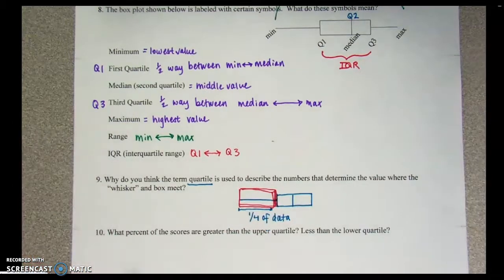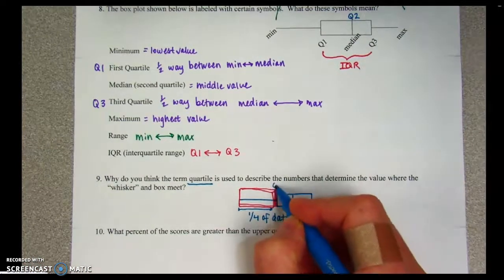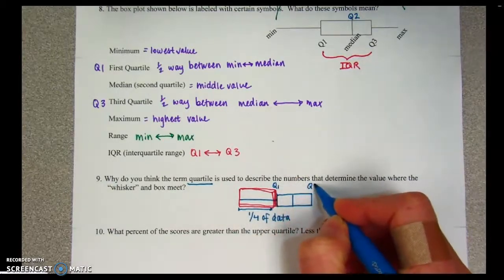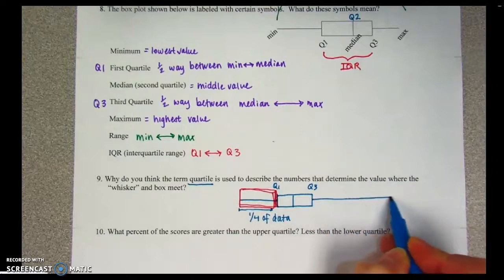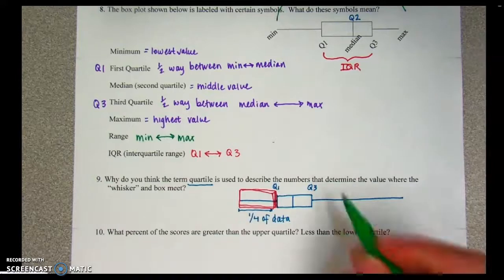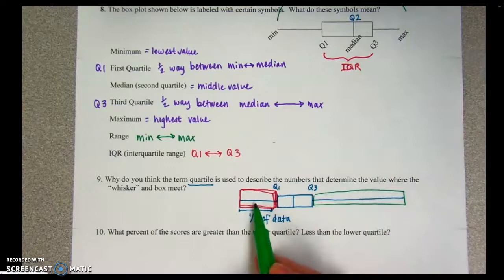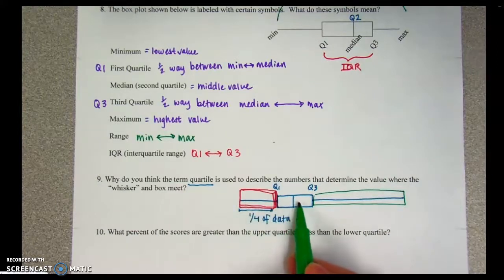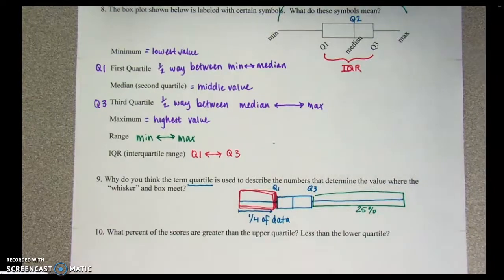But then it says what percent of the scores are greater than the upper quartile. Well, Q1 is the lower quartile and Q3 is the upper quartile. So what percent of the scores are above there? It really doesn't matter how long that line portion is, that whisker portion. We know that 25% or 1/4 of the data were in the first quartile, then another 25% in either portion of this box. So that leaves another 25% or 1/4 of the data in this portion as well.